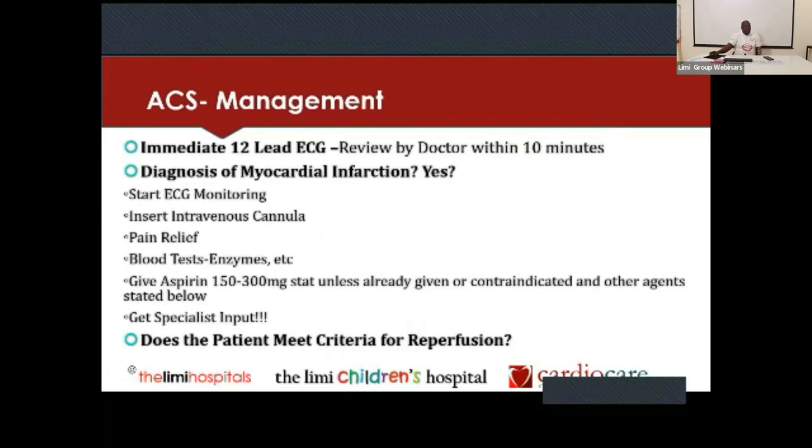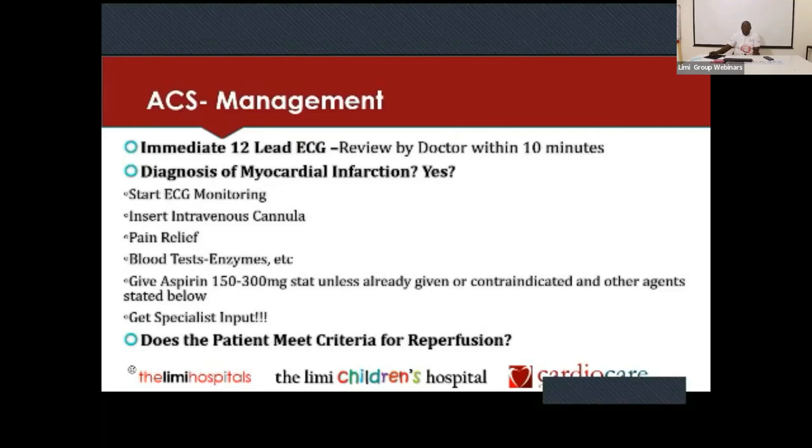Like I said initially, this is an emergency condition. So the patient comes in, gets your ECG within 10 minutes and gets it interpreted. As you are doing that, give your patient aspirin, 300 milligrams to chew. The aspirin is an antiplatelet, and it also has an analgesic effect, so it's going to help in relieving the pain.